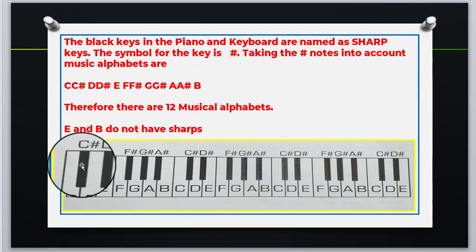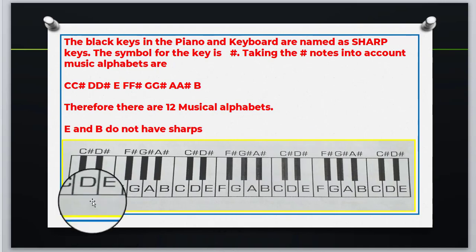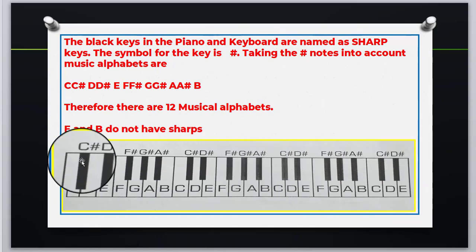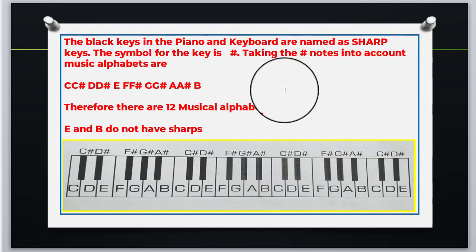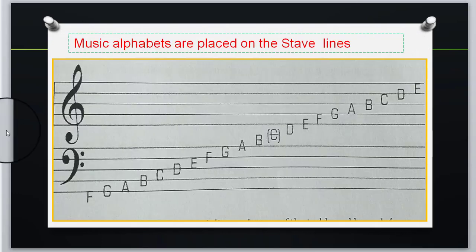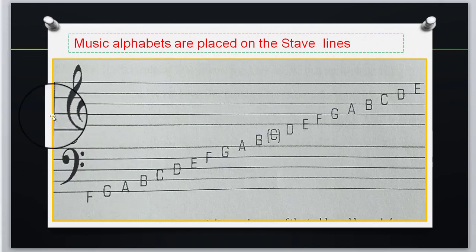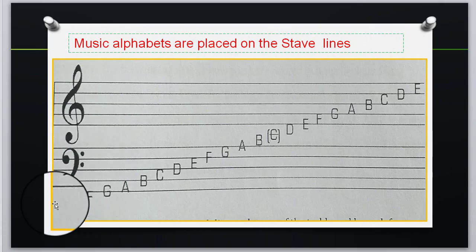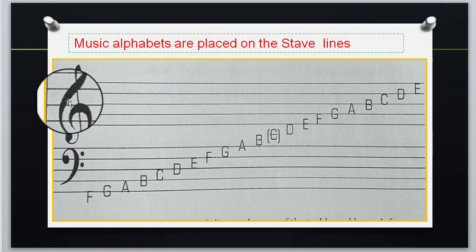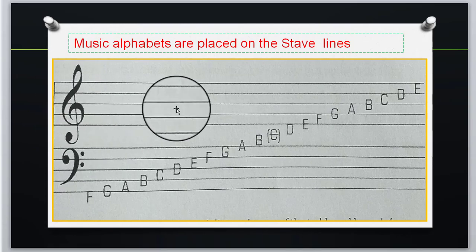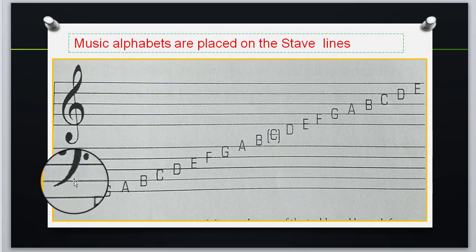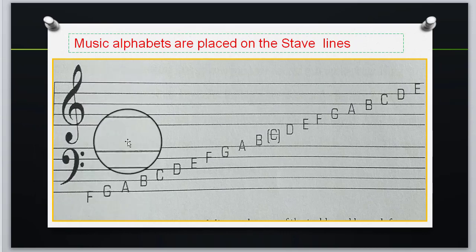And this is how the 12 notes are placed in any musical instrument. Now, how are these notes placed on a stave line? We have seen in the earlier class about the treble clef and the bass clef. This treble clef is used to write melodies. This bass clef is used to harmonize the melody we have written on the top.